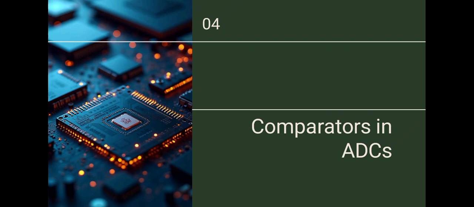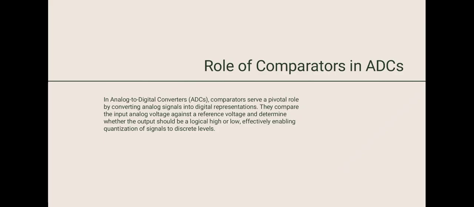Comparators in ADCs. Roles of comparators in ADCs. In analog to digital converters, comparators serve a pivotal role by converting analog signals into digital representations. They compare the input analog voltage against a reference voltage and determine whether the output should be logical high or low, effectively enabling quantization of the signal into discrete levels.